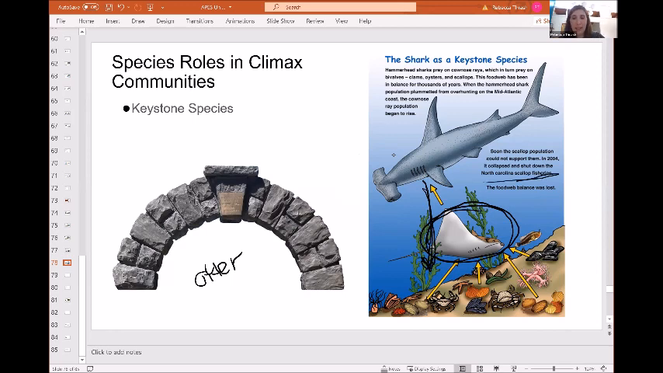And that means that our provisioning services, like a fishery, could completely collapse because now it's being overpreyed upon by this organism, which should have been kept in check by the keystone species. So we call it a keystone species because if you were to take this out of this arch, the keystone, this whole arch would collapse. So kind of keep that in mind.